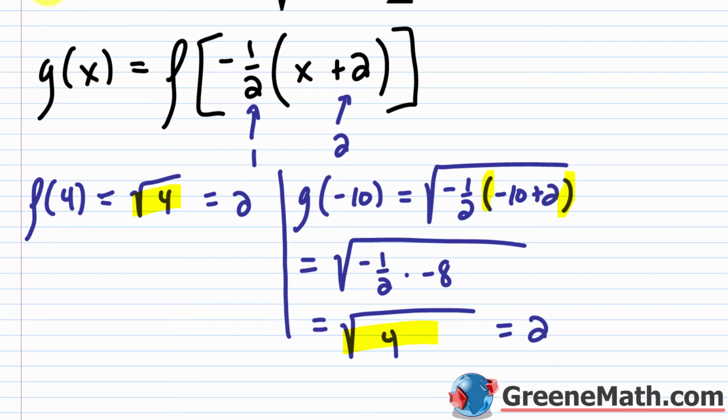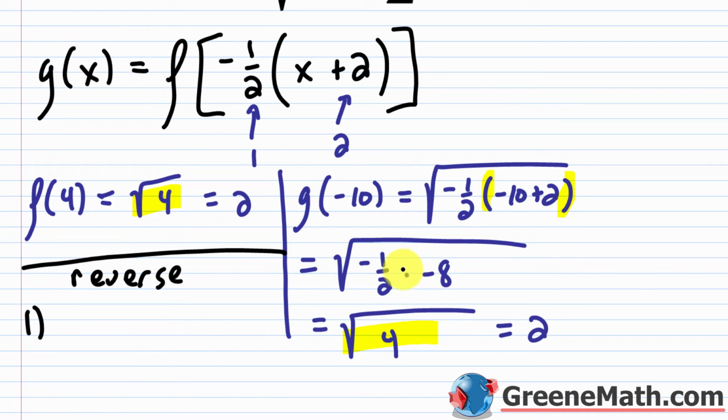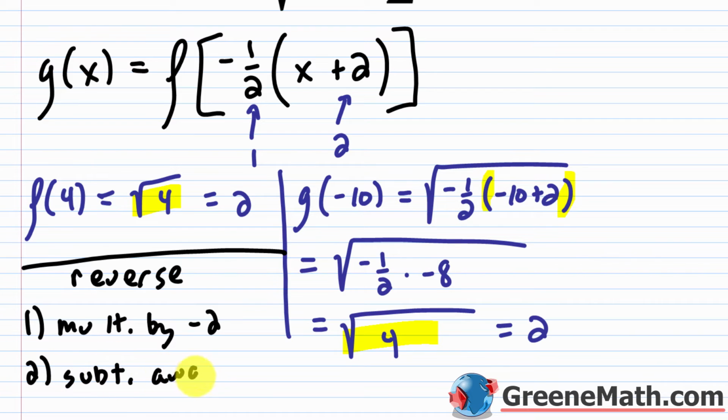In other words, if I reverse this, let me put another border here. So let's say we're going to go in reverse. So the first thing is to undo the multiplication by negative 1/2. To do that, we multiply by negative 2. So we're going to multiply by negative 2. The second thing is we want to undo this addition of 2. So that means we want to subtract away 2.